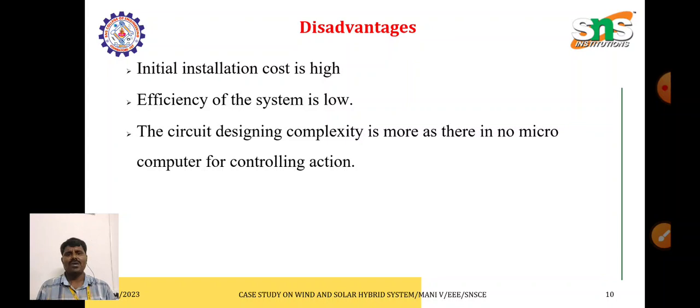The disadvantage is that the initial cost is very high, but the running cost is low. The efficiency of the system is also very low because, although the sources are widely available in nature, the conversion rate is very low, and the circuit design is complex. Also, there is no microcomputer for the controlling action.